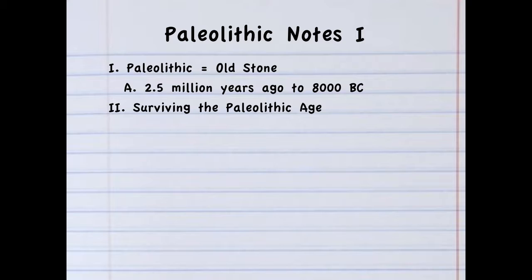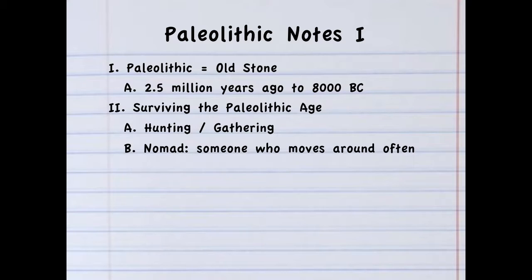And the second section was called Surviving the Paleolithic Age. Our earliest ancestors were hunters and gatherers, and they were nomads. A nomad means someone who moves around seeking food. So the search for food was pretty much all-consuming, and they had to get enough calories to survive the day.